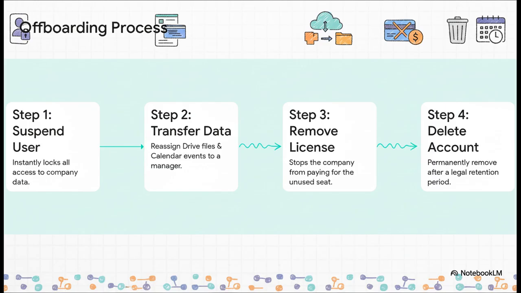Then, step 2, transfer data. This is so vital. You reassign all their Google Drive files to their manager, so no work gets lost. You transfer their future calendar events so important client meetings don't get dropped. Step 3, remove the license. Only after all the data is safe do you stop paying for that account. And finally, step 4, delete the account. And this often happens way later, especially if that user is on what's called a legal hold, which prevents anyone from deleting their data for legal reasons.